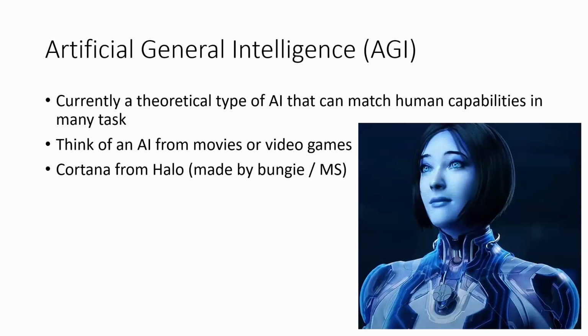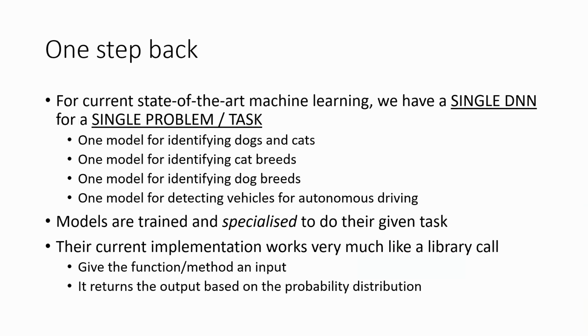So one step back from AGIs. What we have right now in machine learning is a single DNN that solves a single given problem or task. For example, you have one model that identifies between cats and dogs, and then you might have another model to identify between cat breeds or another model for dog breeds. But these are distinct models, designed specifically for the given task that you wanted to do.